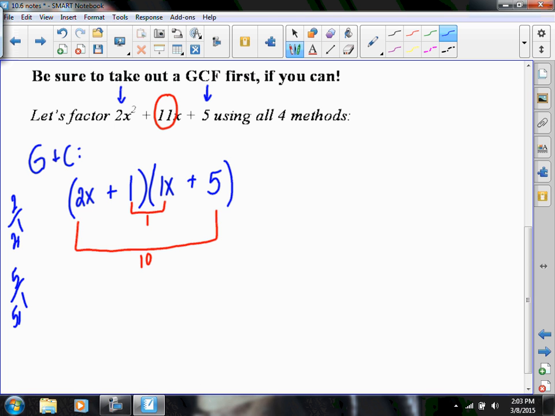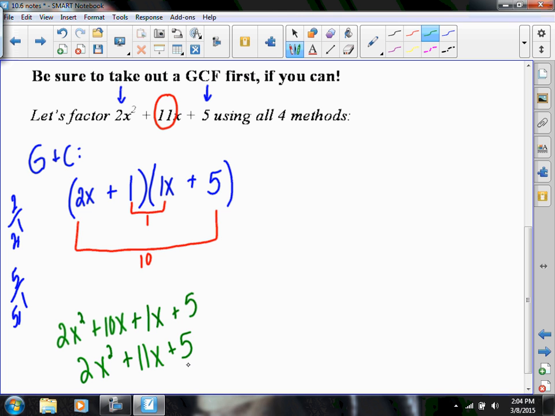Now if I wanted to double check my work, I could do the 2x times the 1x, which would be the 2x squared. And then the 2x times the 5, which would be the 10x. That's why we have this 10 here. And the 1 times the 1 is the 1x. That's why we have this 1 here. And then the 1 times the 5 is the 5. And when I combine my middle terms, I get 11x. So I get that original trinomial that I started with.